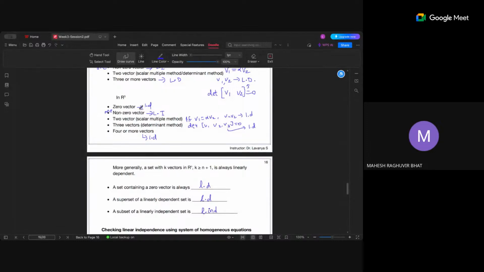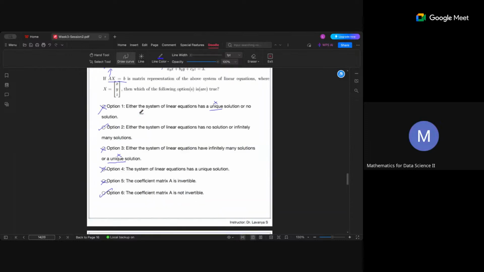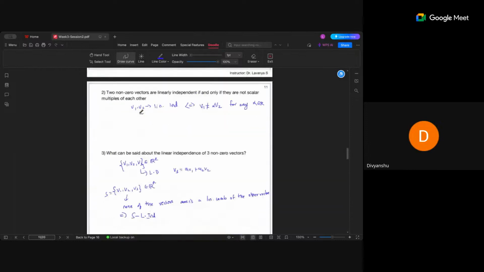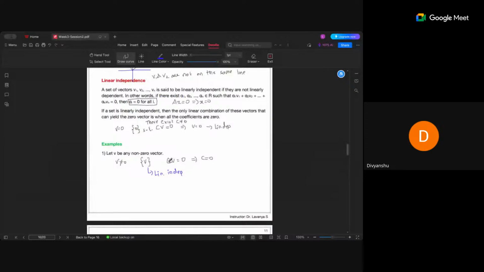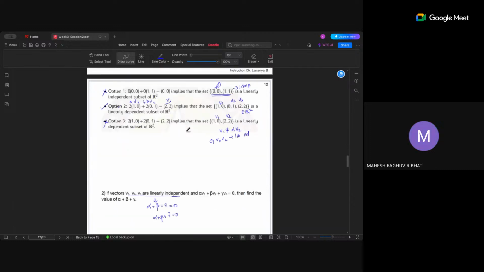Why do they say that if the set only contains the zero vector, still it is always dependent? I have explained it already. Any coefficient will lead to that equation, so we can easily find a non-zero coefficient for the zero vector.